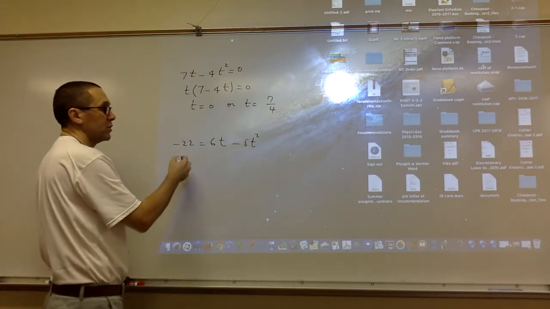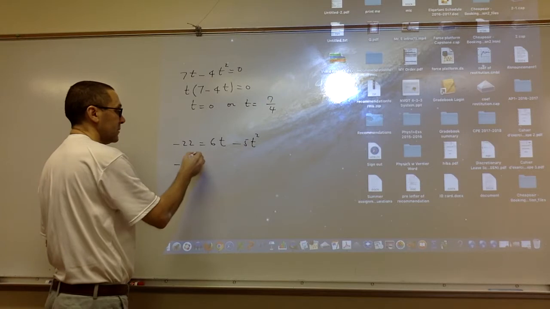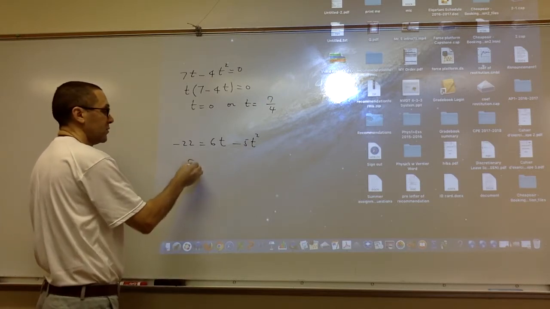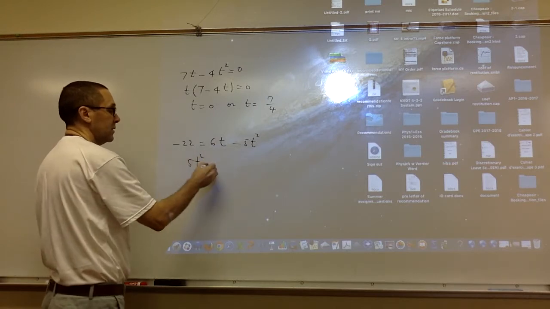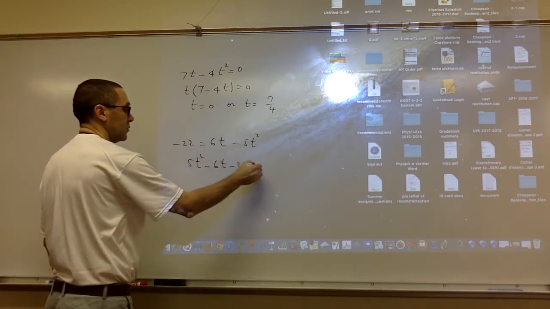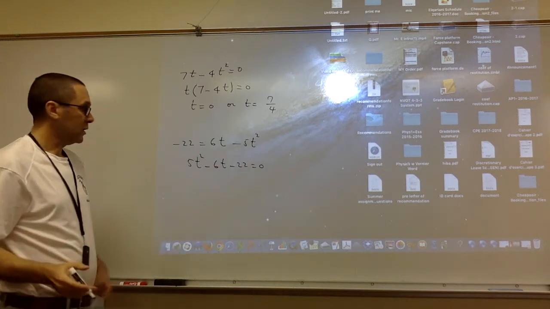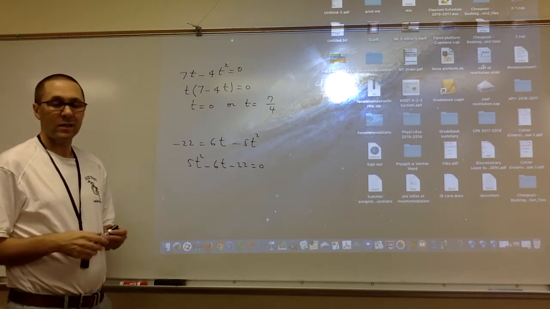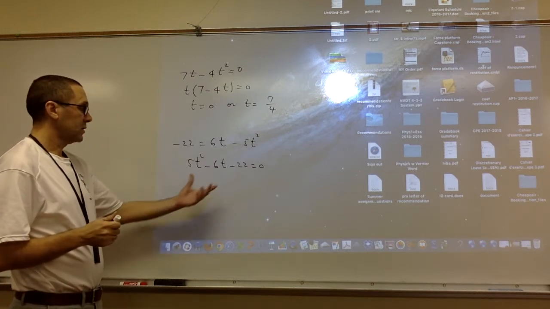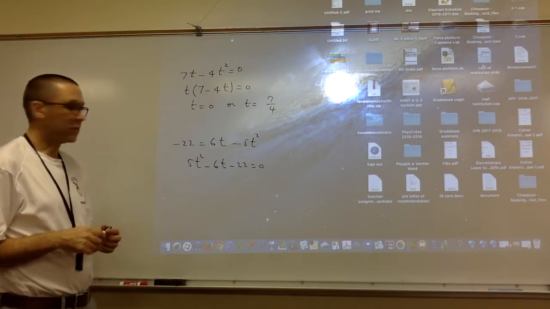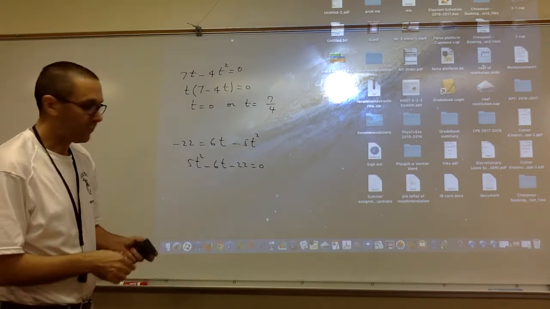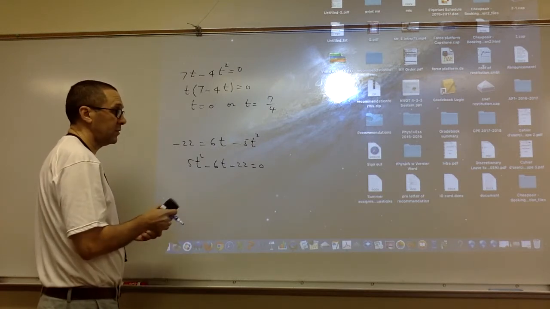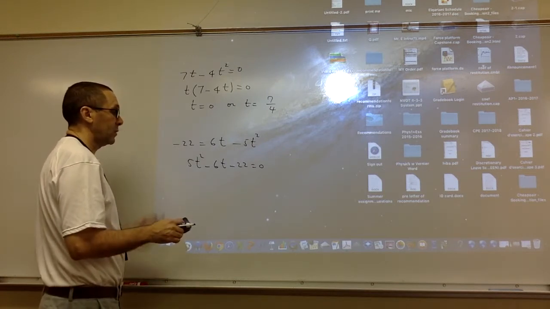For this one here, let's keep the quadratic term positive, so I'm going to move everything to the left side: 5t squared minus 6t minus 22 equals 0. And you would use the quadratic equation. One word of advice is don't try to factor in physics because numbers are not always nice to factor. So here you would just use your quadratic equation and solve it. And here you could have two solutions, you can have none, and you can have one solution. All right.